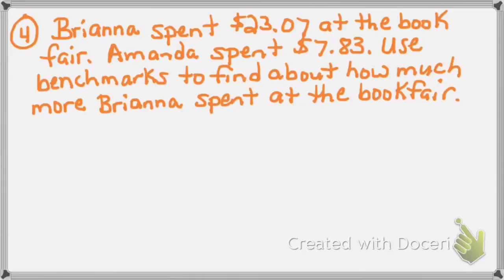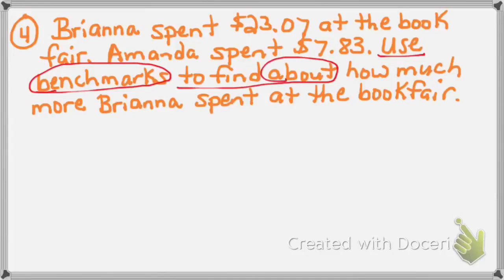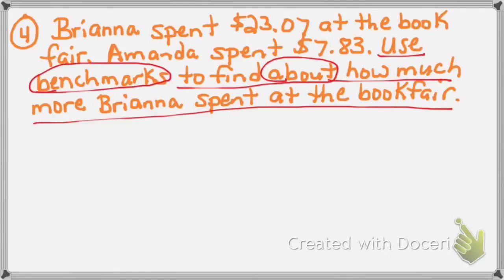And as always, let's underline what it's asking us. I don't see an actual question here. I see a statement telling me what to do. And it says use benchmarks to find out about how much more money Brianna spent at the book fair. So I know I'm going to be estimating here to find out about how much more Brianna spent. How much more is a key that I need to subtract. So what do I know?